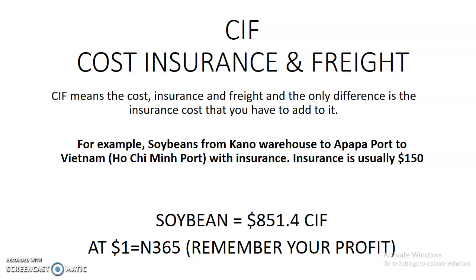So if you add the usual $150 to the initial cost of the soybeans that we have, you see that we have $851 CIF, which is cost, insurance, and freight. So this cost is per ton. It's per ton, so let's remember that. And we are actually doing it at 1,365 naira.